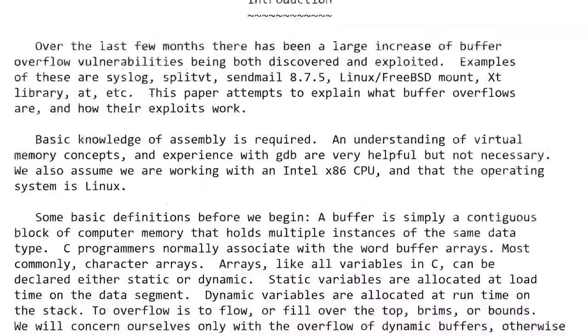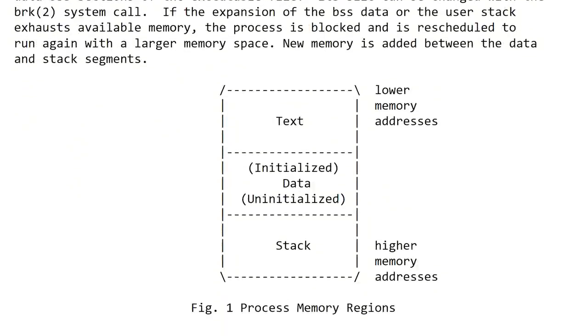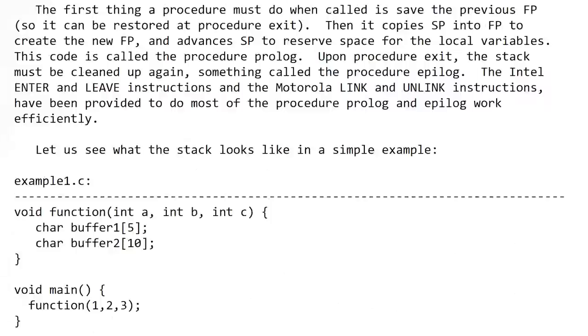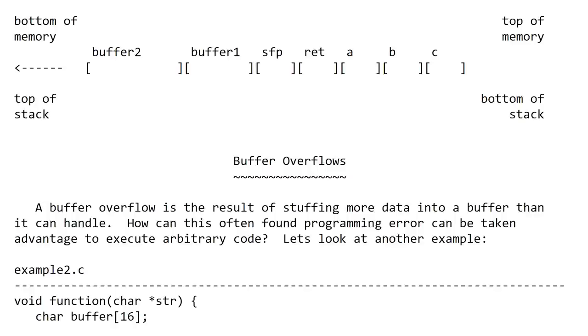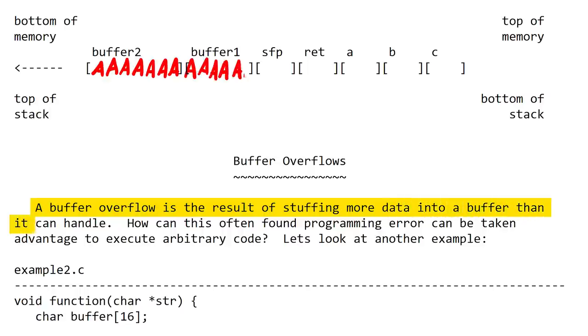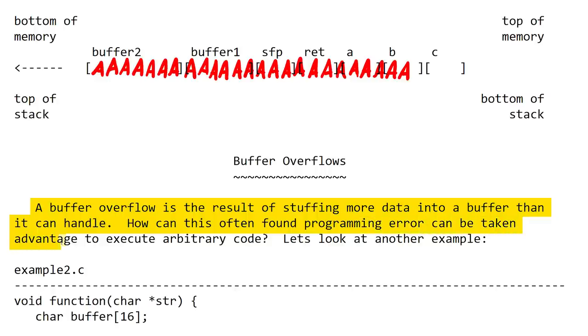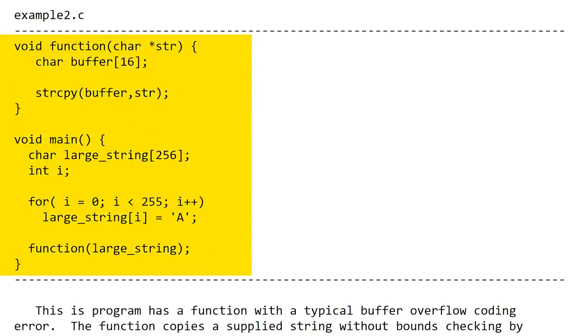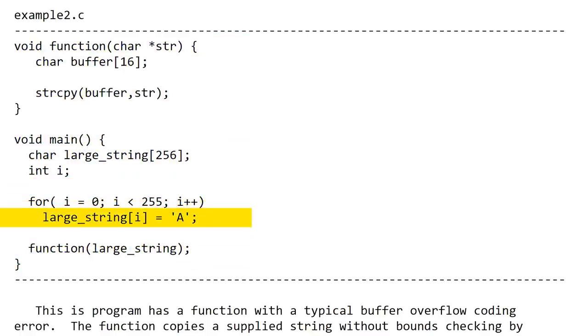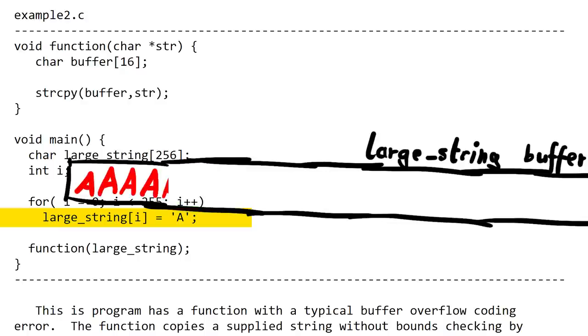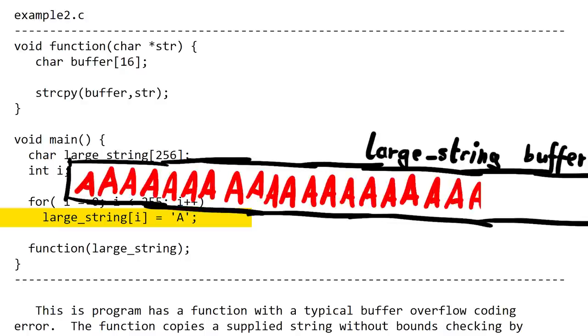This article explains in great detail how programs written in the programming language C are being executed by the CPU, and further down it then introduces what happens if you have a buffer overflow vulnerability. "A buffer overflow is the result of stuffing more data into a buffer than it can handle. How can this often found programming error be taken advantage of to execute arbitrary code?" This example C program has a loop where it executes this line over and over, and this builds a huge string of A's. It keeps appending AAAAA.